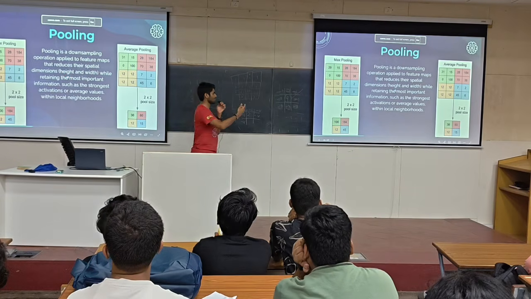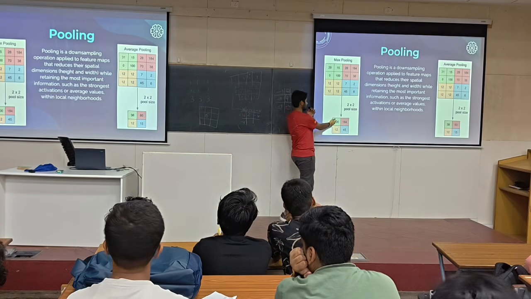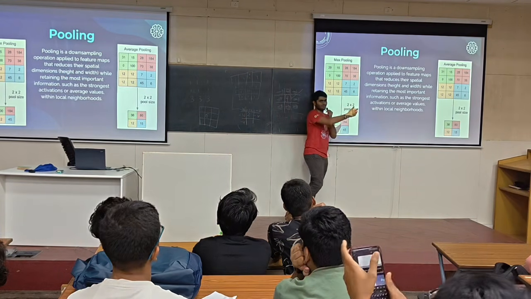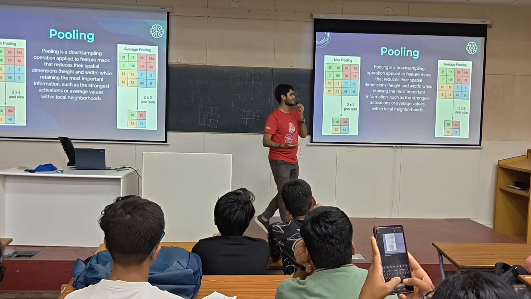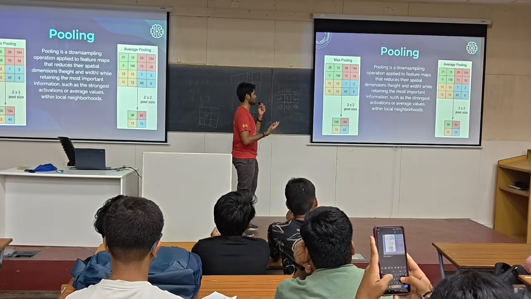So two kinds of things: max pooling and average pooling. In max pooling, you take the maximum value and place it over here. In average pooling, you put the average value. You can have min pooling, you can have median pooling, whatever you want. But mostly these are the two which are used.